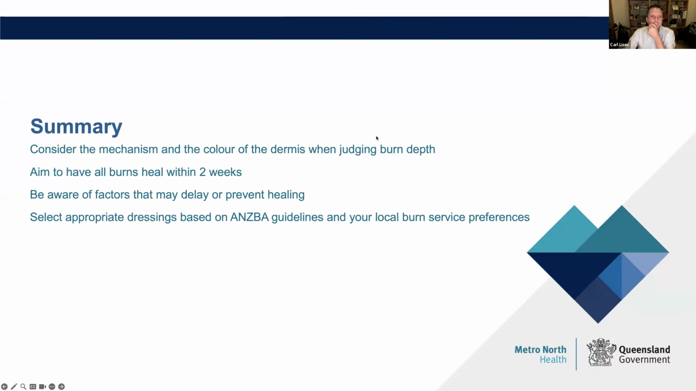So before we get to that, just in summary, when we're judging burn depth, I recommend you consider taking a good history and considering the mechanism of the burn. And then you need to look at the color of the dermis. So you need to look under the blister. And there's only those 3 colors that you need to remember: pink, red, and white. Pink superficial, white is deep, and red is somewhere in between.